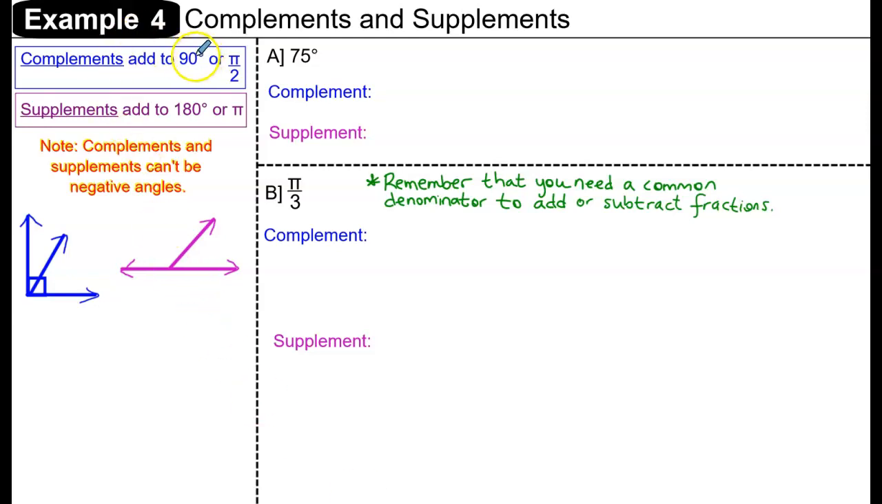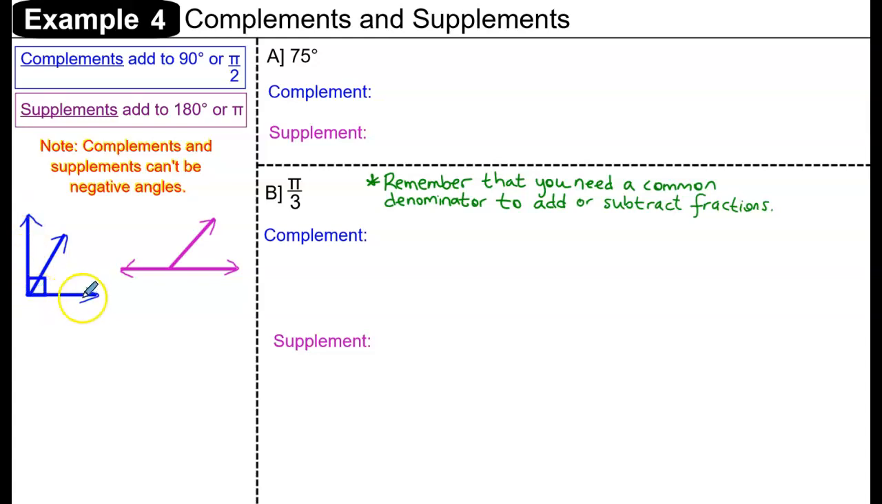In example 4, we're going to recall complementary and supplementary angles from geometry. Complementary angles add up to 90 degrees, which in radians is equivalent to pi over 2. Supplements form a linear pair, so they add to 180 degrees. That's the number of degrees in a straight line or a semicircle. And the equivalent of 180 degrees in radians is pi.